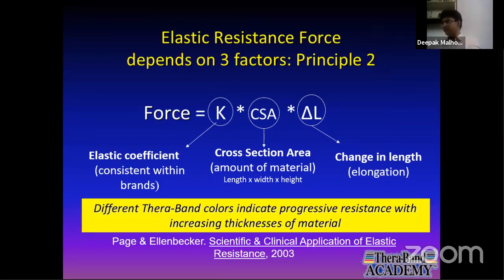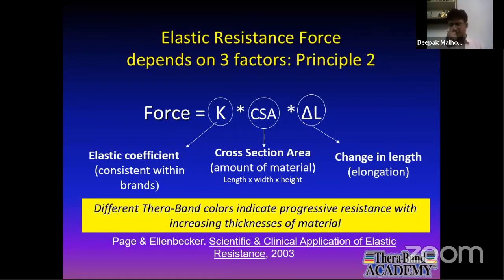So okay, I have a band here like this. How much you are stretching the band. If you are stretching it more, the resistance would be more. Definitely there is a direct relationship as far as the change in length is concerned. So whenever you're working with bands, change in length is the most important thing, because the elastic coefficient would be constant and the cross sectional area for a particular length of band would be constant. You cannot change the amount of material within a band. What you can change is the length of the band. So that is the most important thing you need to consider when you are working out with bands.